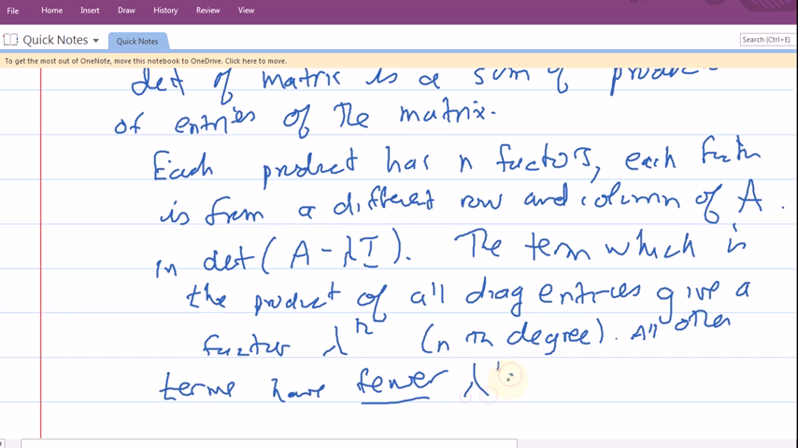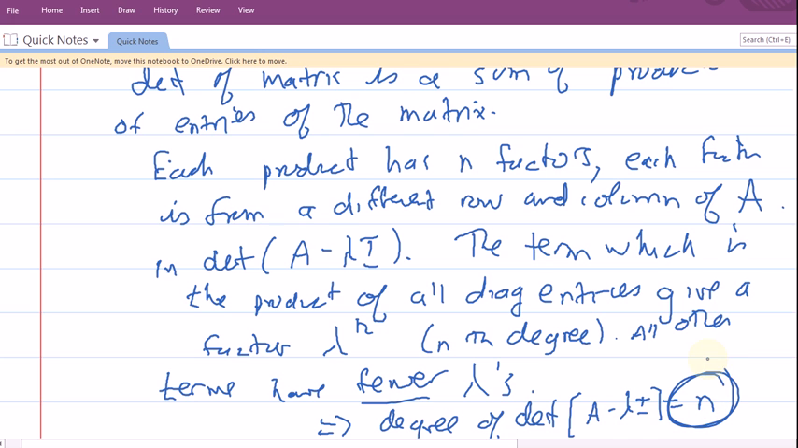Fewer lambdas, sorry, not fewer n's, fewer lambdas. So that means if you consider this determinant as a polynomial in lambda, you'll get one term with a lambda to the n, and all other terms will have lambdas to some smaller power. So that means the degree of this determinant is equal to n.